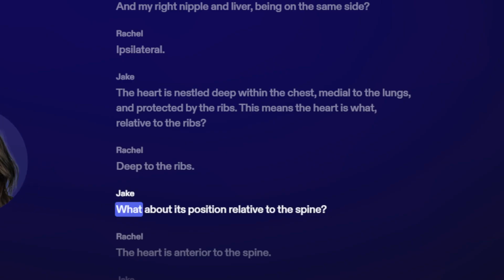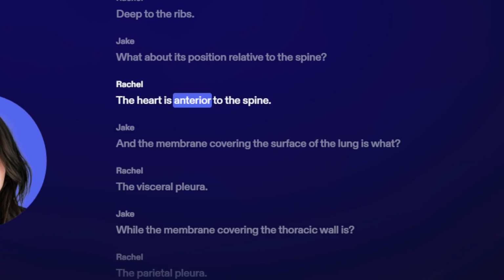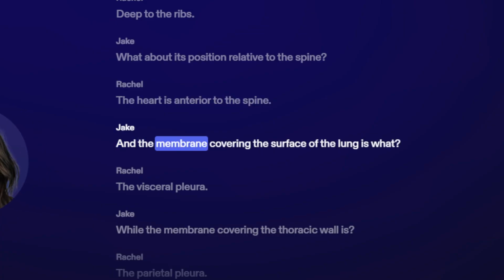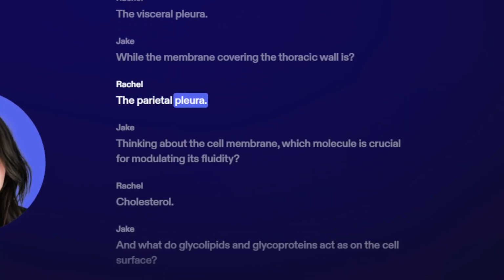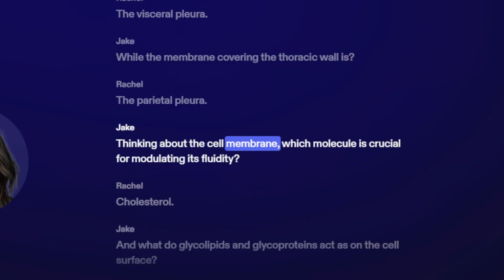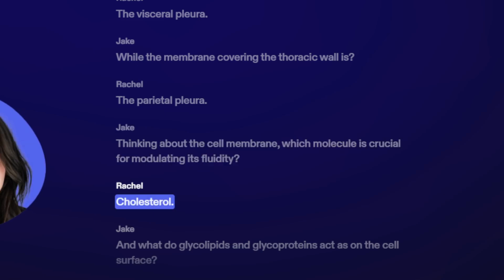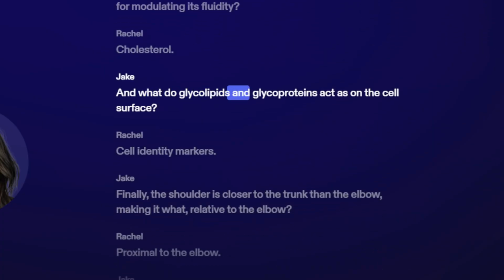Deep to the ribs. What about its position relative to the spine? The heart is anterior to the spine. And the membrane covering the surface of the lung is what? The visceral pleura. While the membrane covering the thoracic wall is... The parietal pleura. Thinking about the cell membrane, which molecule is crucial for modulating its fluidity? Cholesterol. And what do glycolipids and glycoproteins act as on the cell surface?